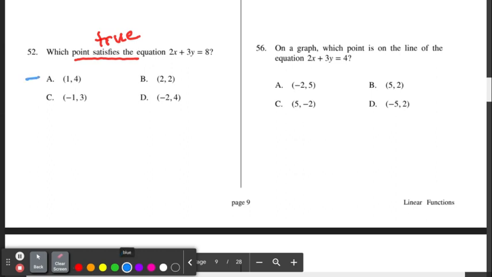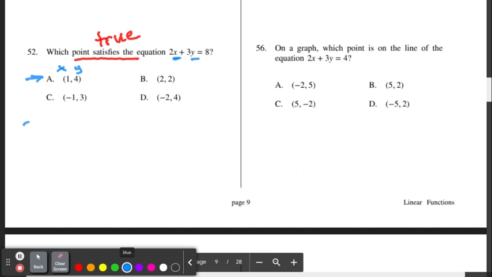The first thing I'm going to do down below is test the point 1, 4. 1 is x and 4 is y. For each one of these, I'm going to plug in the x in here, and then the y in here. And I'm just going to write it down below.